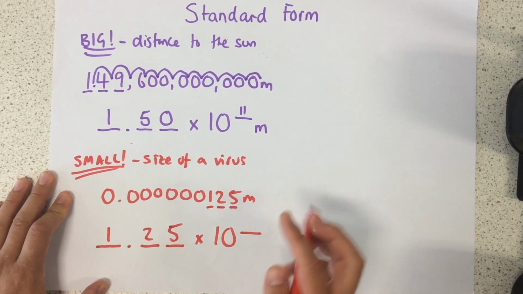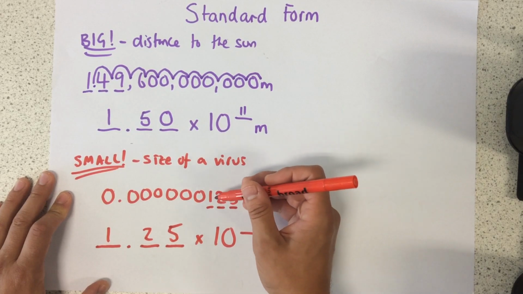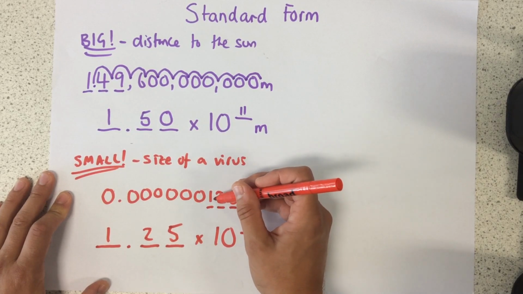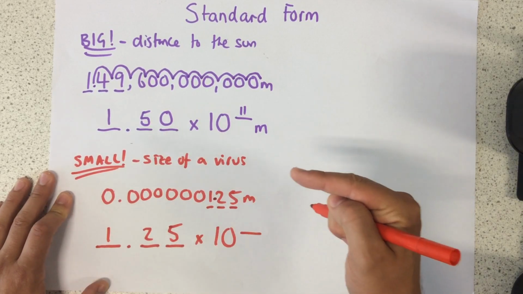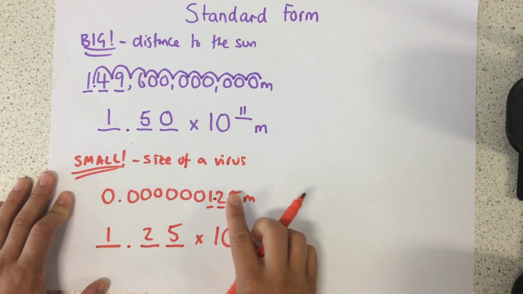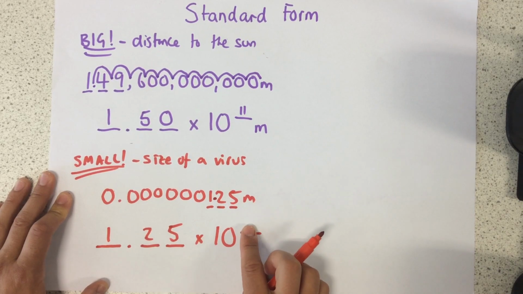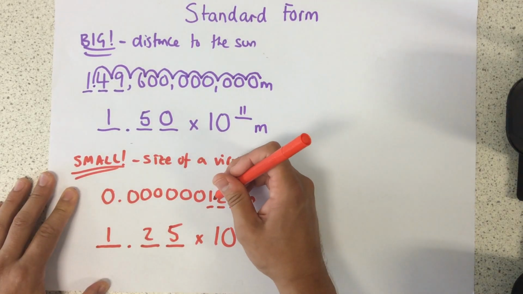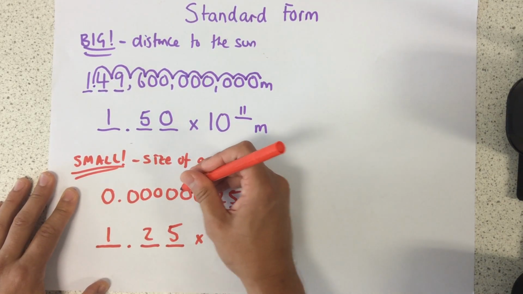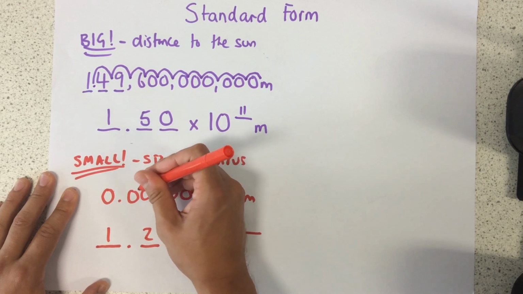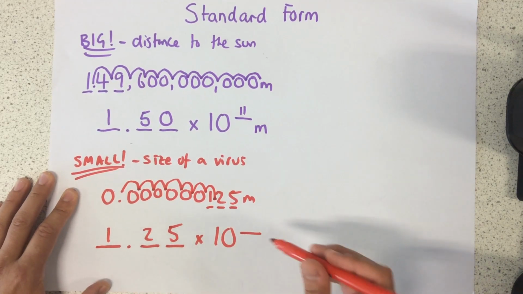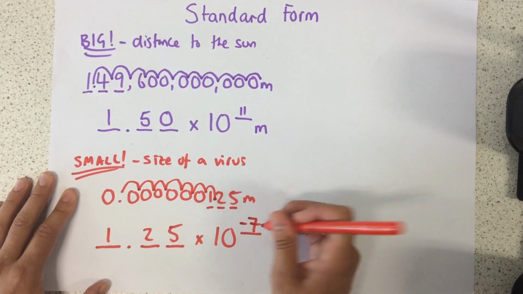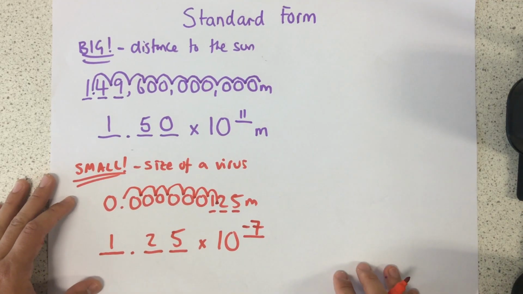Now, again, let's put in where our decimal point would be. And now we need to move it. Instead of moving this way, the decimal point is going to go this way. And that's why we have a minus power here. So it's going to go 1, 2, 3, 4, 5, 6, 7. So this one is 1.25 times 10 to the minus 7.